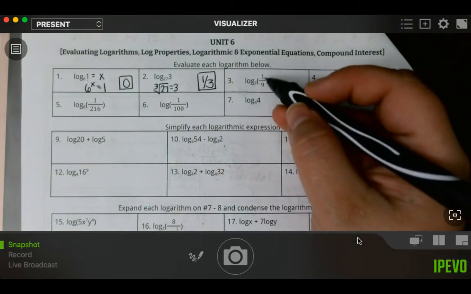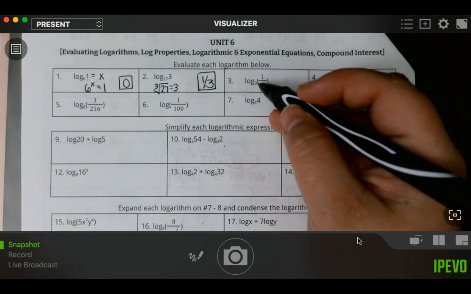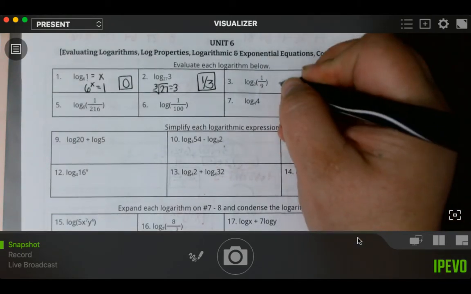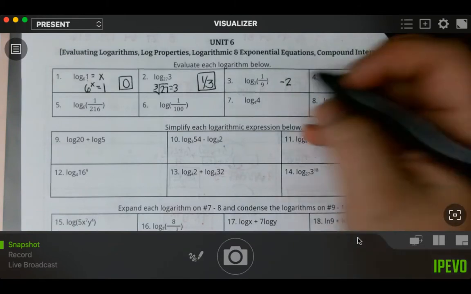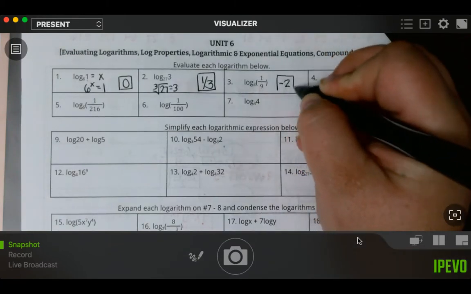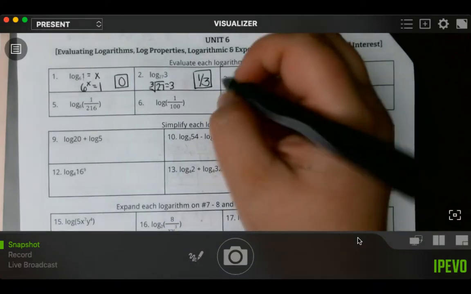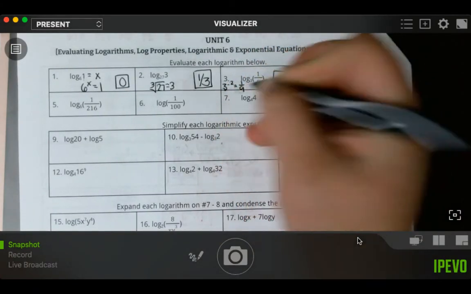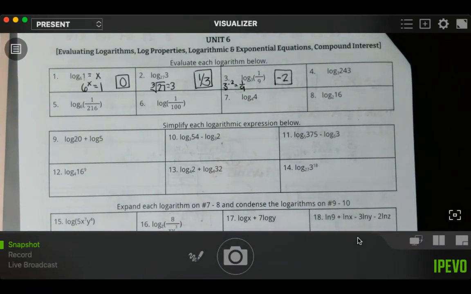If the number happens to go to the bottom, 3 squared is 9. The reason why that 9 is on the bottom is because it had a negative exponent. A negative exponent is what makes something go to the bottom like that. So 3 to the negative second power would be 1 over 9, while 3 to the second power is 9.